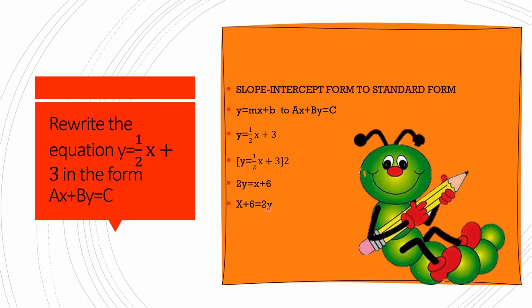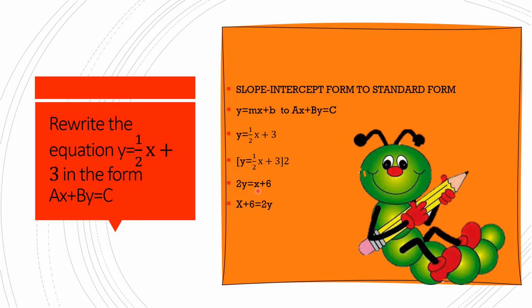So, next, atong ibansili ang equation. Ang left side, ibutang nato siya sa right side. Ang right side, ibutang sa left side. So, as you can see, walay na change nga sign. It is because silang duha ang atong gibansili. Ang left side naa sa right side, ang right side naa sa left side. So, dili ma-change ang iyang mga signs. Kay silang duha ang gibansili. So, nakita nato x plus 6 equals to 2y.